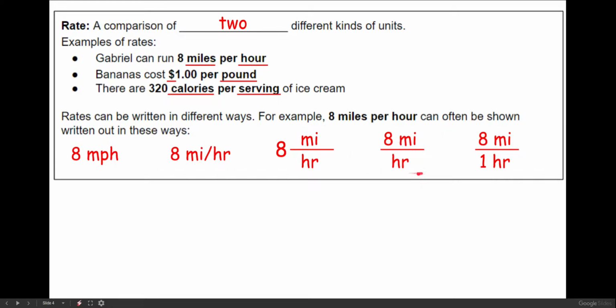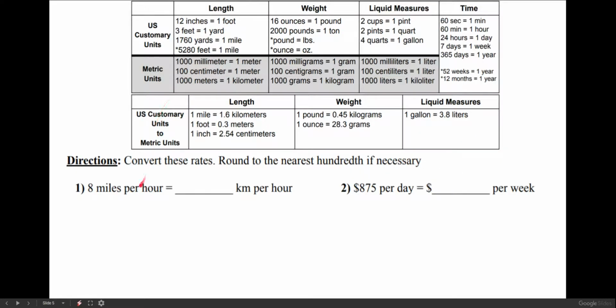So let's try some examples. Directions: convert these rates, round to the nearest hundredth if necessary. 8 miles per hour needs to be converted to kilometers per hour. So in these examples, we are just converting one of the units, which in this case, we have miles to kilometers, and then the hours stay the same.